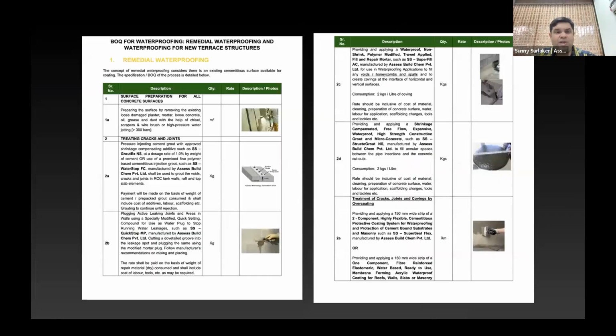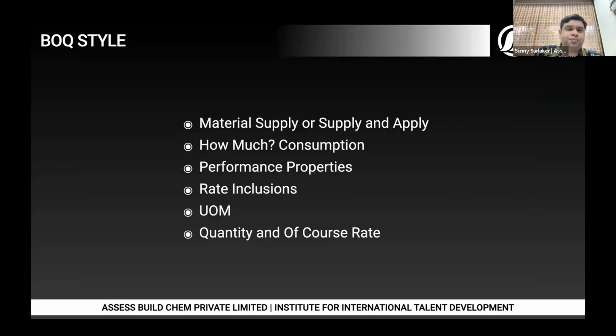Even in the BOQ, there have to be different parts, like what kind of surface preparation you will do, how you will go about treating cracks and joints, what your coating will be, whether there are any other steps to be taken, then your coating, and then your protection. All these different work items together will form your BOQ. The BOQ style in India is one place which has no consistency or standard, but pretty much it has to involve a few key points, things like material supply or supply and apply, and how much material is to be used.